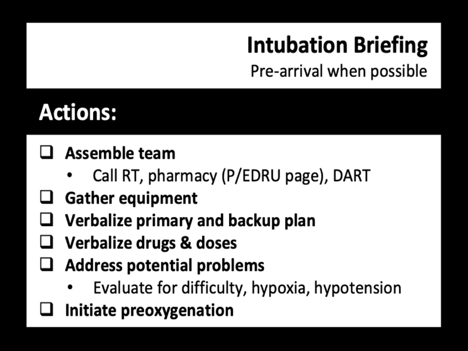So this is designed for our institution, and it's basically to prompt people to, okay, remind, we got to get everybody here, we got to get all the equipment together, but most importantly, we're verbalizing our plan, verbalizing the drugs and medications we're going to use, and discussing potential problems. Is this going to be an anatomically or physiologically difficult airway? How are we going to address hypoxia and hypotension? And then getting very important time-sensitive things going now, like the need to pre-oxygenate and denitrogenate the patient right away.